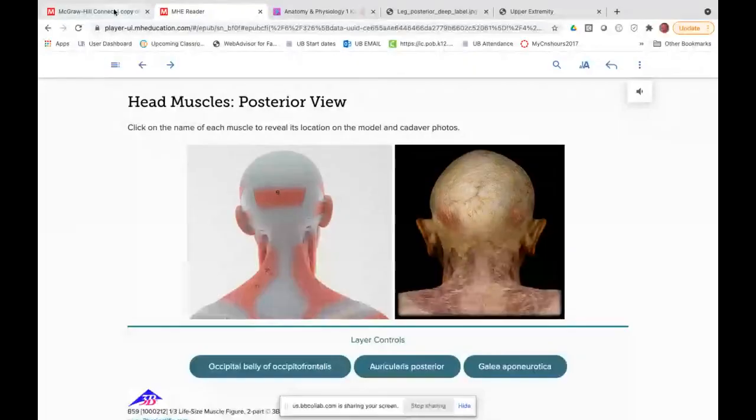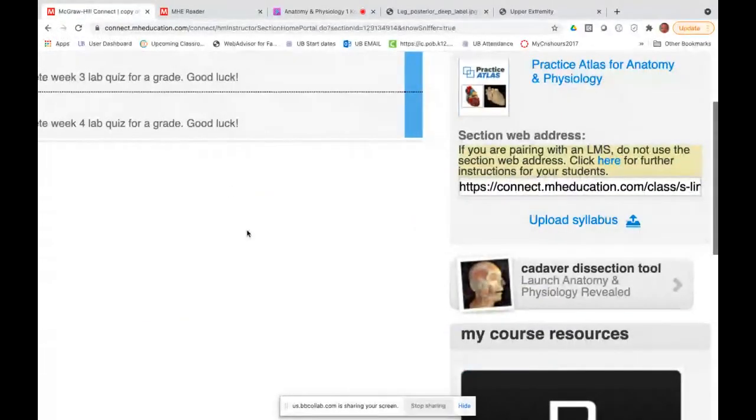Can't see your screen? Oh, okay. Thank you. Let me do my screen share. Okay, hopefully you can see my screen now.